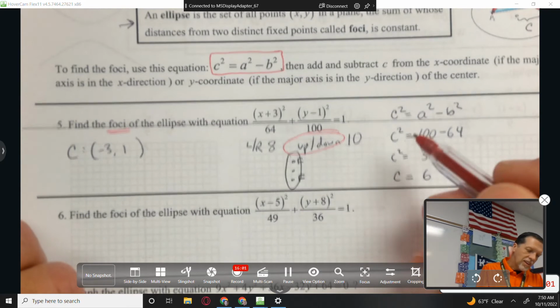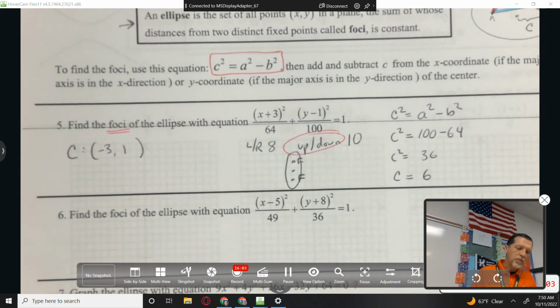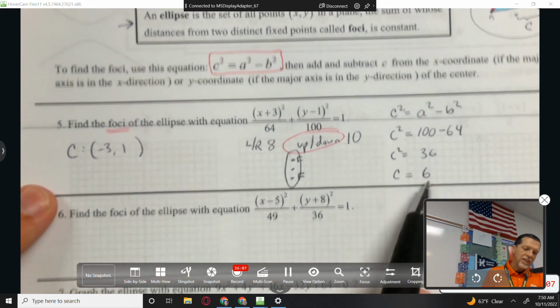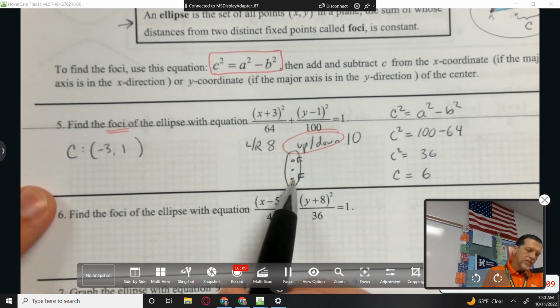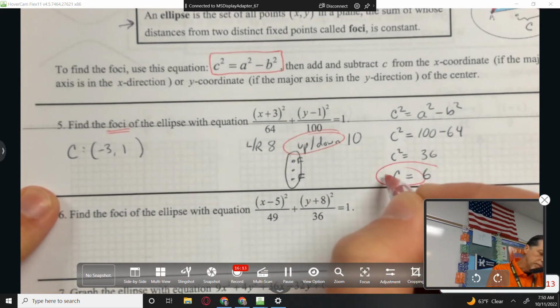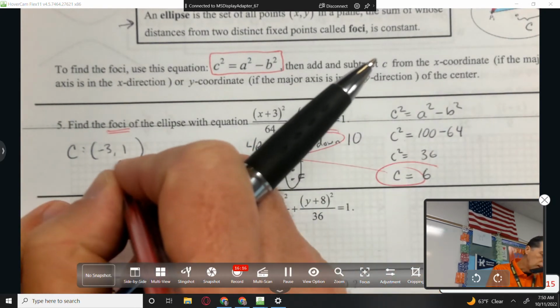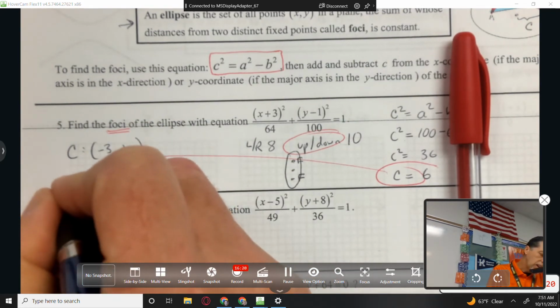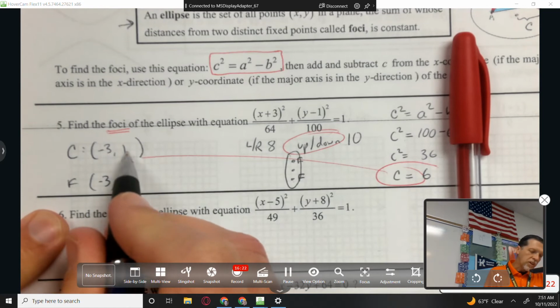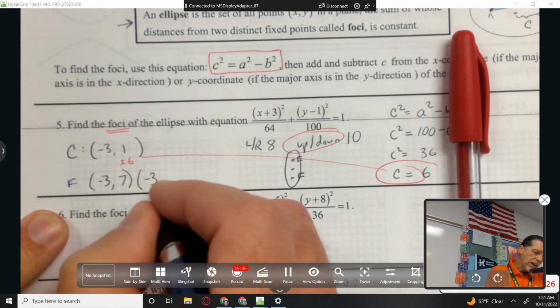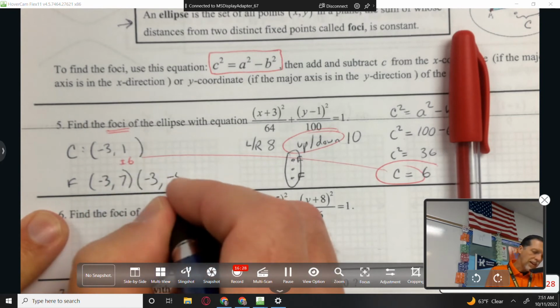And it's, well, C is 6. I don't want to say plus or minus. The plus or minus might help you remember to go up and down 6. Up and down 6. From the y coordinate, though, so negative 3, if I go up 6, 1 plus 6 is 7. If I go down 6, 1 minus 6 is negative 5.